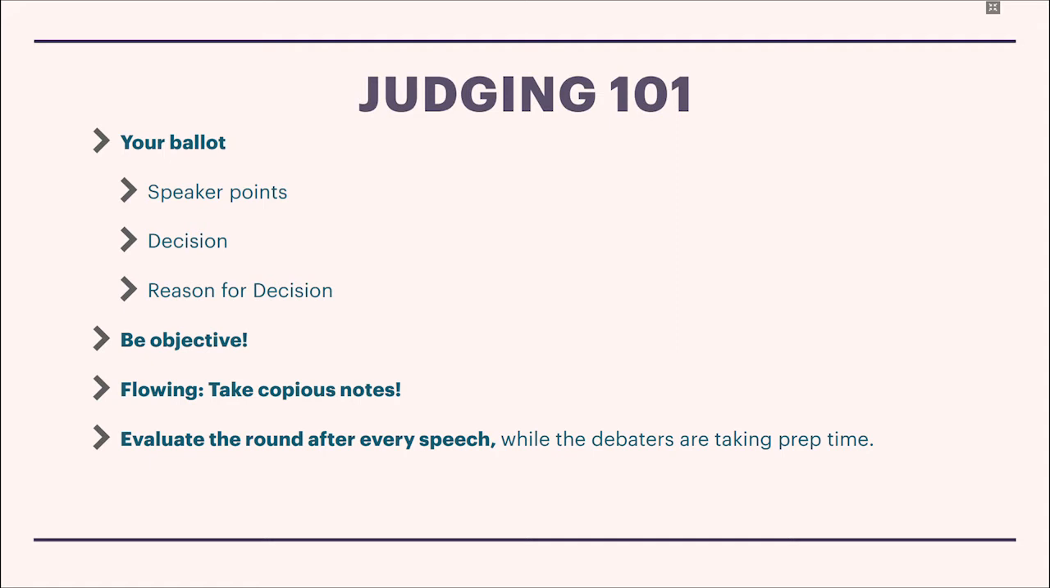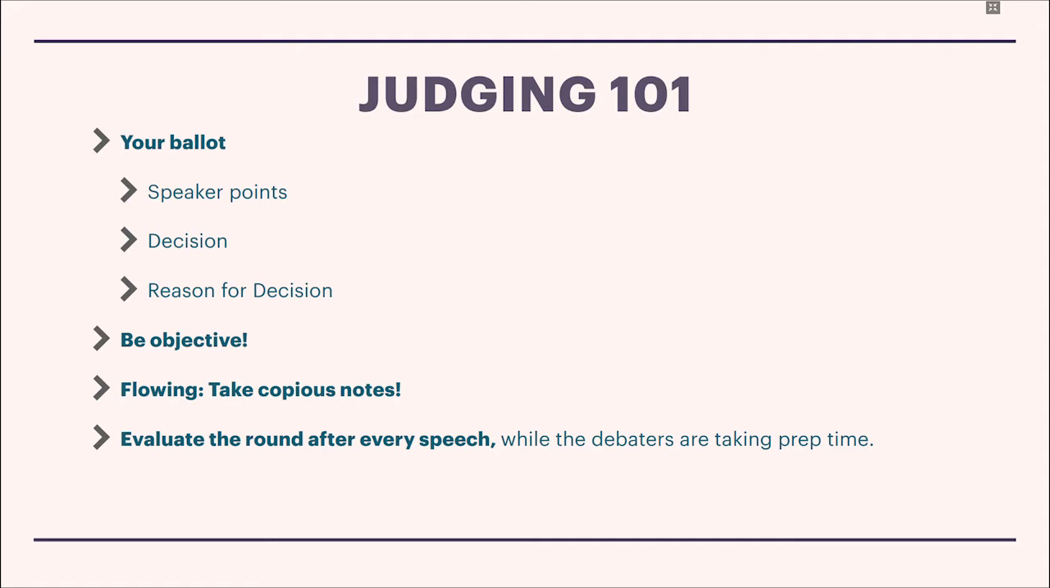The second main component of the ballot is the decision. This is where you indicate who won the debate. There'll be a box for the affirmative. There will be a box for the negative. At the end of the debate, you evaluate which debater proved their case better than the other, which debater refuted the most important arguments in the round, and you will vote for the corresponding checkbox.